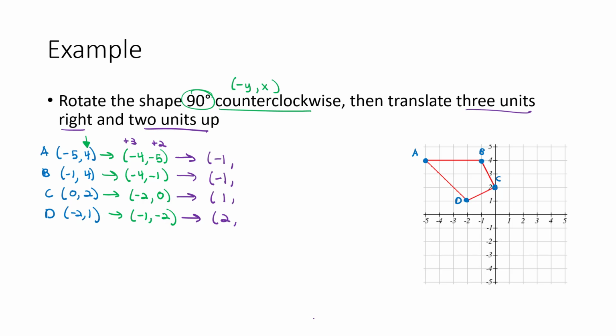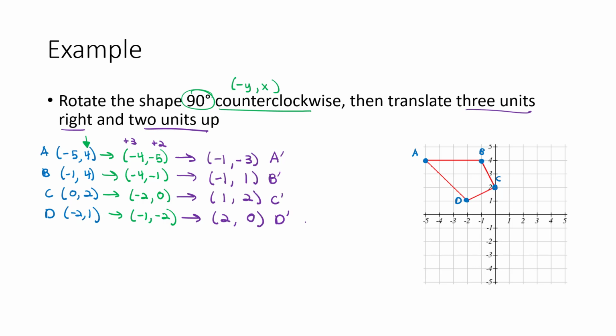On the y-coordinates, we want to go 2 units up. So we're going to add 2 to the negative 5. Negative 5 plus 2 is negative 3. Negative 1 plus 2 is 1. 0 plus 2 is 2. And negative 2 plus 2 is 0. And now we have our new image, A prime, B prime, C prime, and D prime.